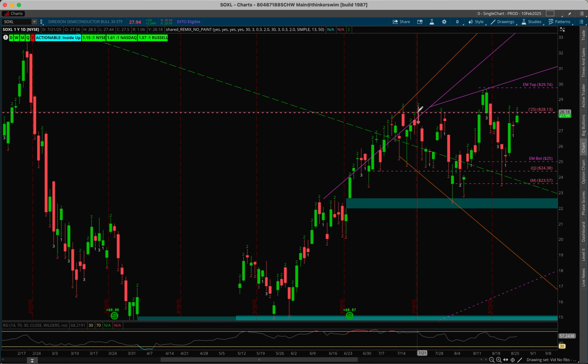1 rejection, 2, 3, 4, 5, 6, rejection right here, 7, possibly 8 rejections of that 28.13 level. So it's continuing to be a pain in the side of bulls. If we look to the upper left hand part of this chart, we have the time frame continuity indicator showing that the day, the week, the month, and the quarter are green, but the year is red.